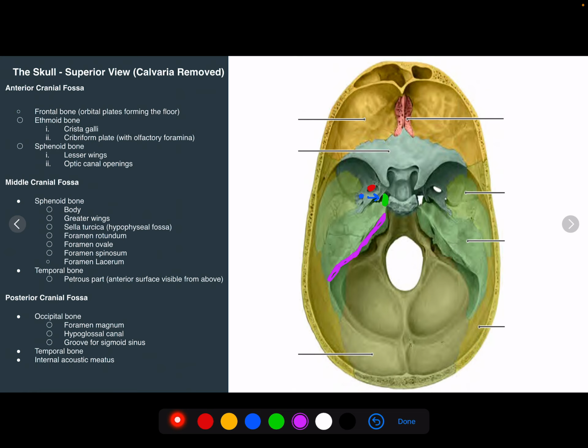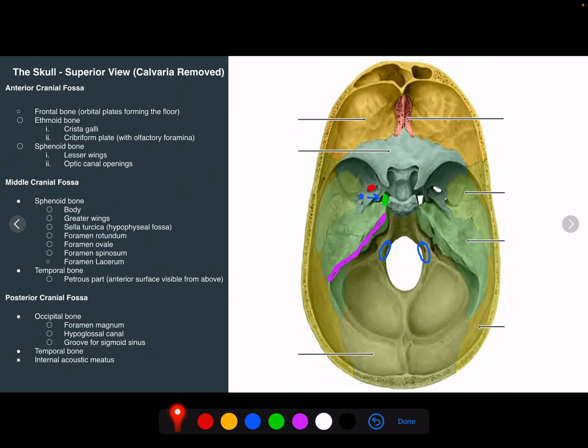And then finally, we'll look into the posterior cranial fossa, and we have our occipital bone containing our foramen magnum, our hypoglossal canal, which is a little tough to see from this view. The way to find it is going to be the canal just outside of the foramen magnum. And then finally, we have our groove for the sigmoid sinus.